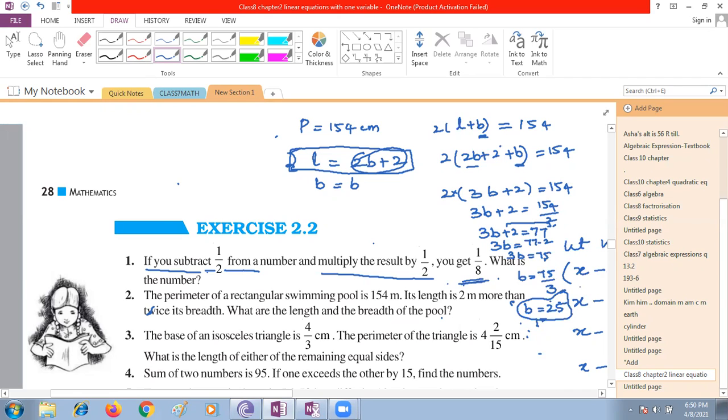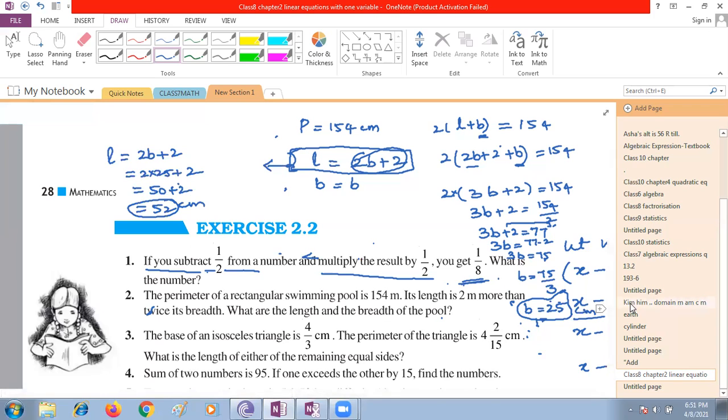Very good. But we know the relation between length and breadth: length is 2 times breadth plus 2, 2 more than 2 times breadth. So 2 into 25, what is the length? The relation between length and breadth is already written here. Length is equal to 2 times breadth plus 2. So 2 into 25 plus 2. 25 times 2 is 50. 50 plus 2 is 52. So length is 52 meters. Breadth is 25 meters.